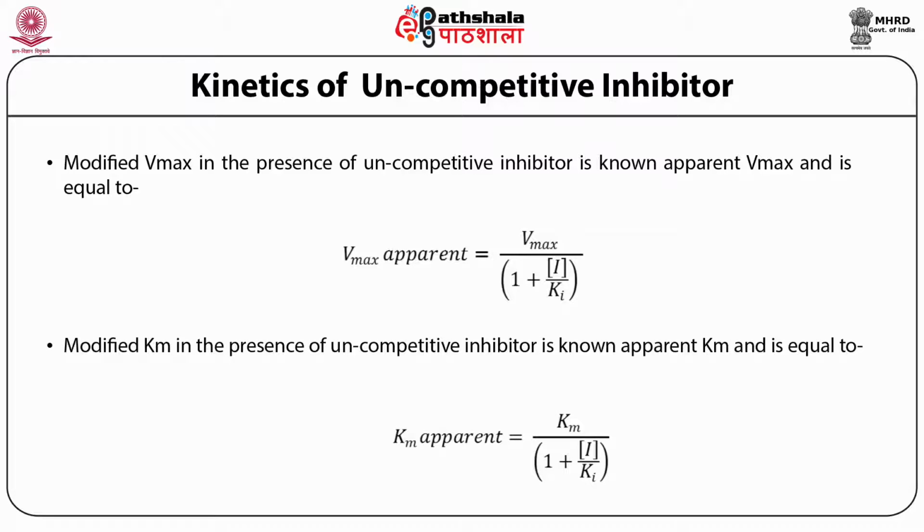As you know, whenever any kinetic parameter decreases, we divide that kinetic parameter by 1 plus I upon Ki. If any kinetic parameter increases, we multiply the kinetic parameter with the same factor. But here both are decreasing, so apparent Vmax is equal to Vmax divided by 1 plus I upon Ki, and apparent Km, which is also decreasing, is equal to Km divided by 1 plus I upon Ki.